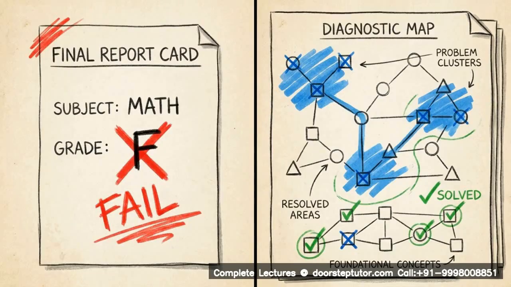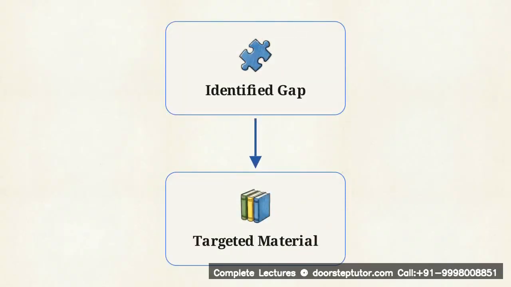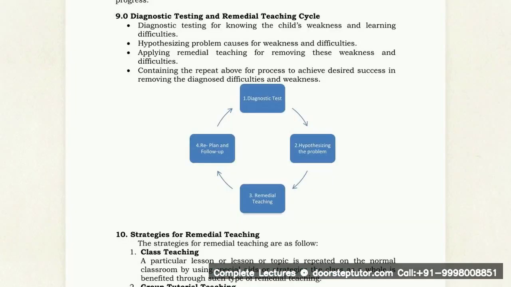Choosing diagnostic testing means trading a clean, easy grade for the deep analytical data required to actually fix a learning gap. Identifying a specific learning gap is only useful if it leads to a targeted intervention. This diagram shows the relationship between these phases. The diagnostic test is the catalyst for remedial teaching, specialized instruction designed to correct exact deficiencies.